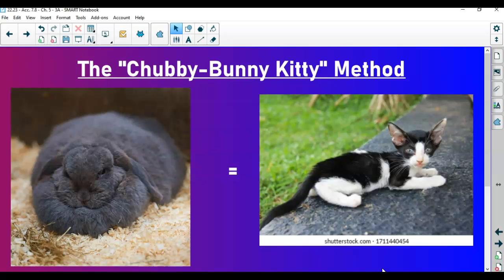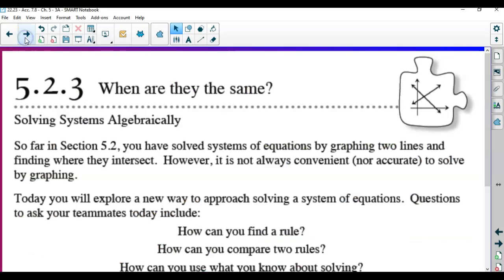So we have this situation for 5.2.3 involving a chubby bunny and a chubby kitty. Would anyone like to read?